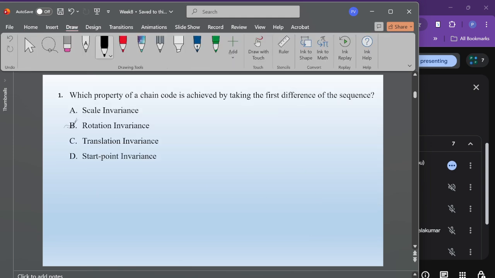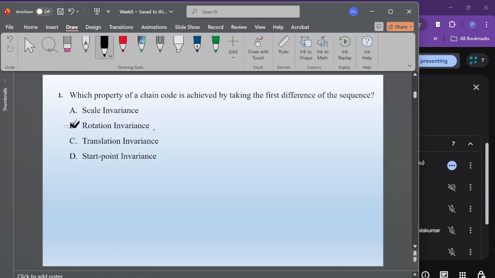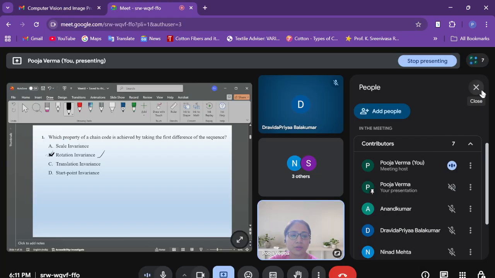So the rotation invariance property of the chain code is achieved by taking the first difference of the sequence. Option B is the correct answer for this question.